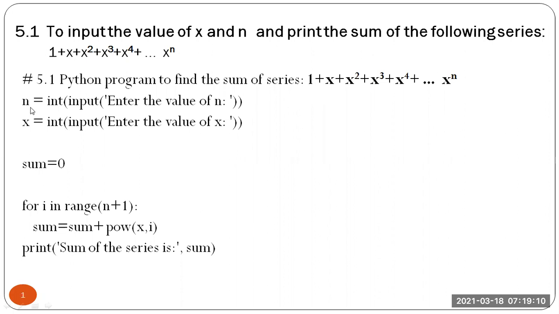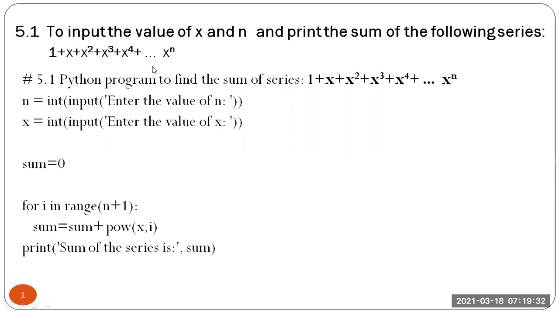Here the first line is the comment. In the second line, we have to take two values. The first value will be the value of n, which is the ending, and the next value is x. As you know, we'll be making use of the input method. Input, enter the value of n, in single quotes, and it has to be converted to an integer. Same way the value of x. So we are accepting the two values.